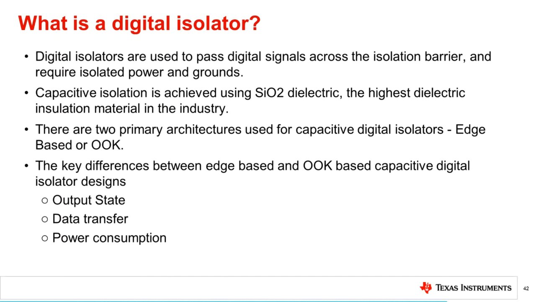Data transfer, where edge-based solutions transmit the data stream across the isolation barrier following an input pulse of specified length, using the edges of the input stream to construct the output stream. And OOK-based solutions, or on-off keying, which transmit the data stream across the barrier through a high-frequency carrier, enabling improved noise and CMTI performance. And lastly, power consumption. Edge-based architectures offer lower power and lower data rates, while OOK offers higher power with higher data rates.